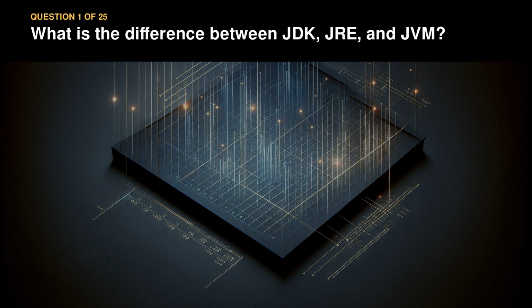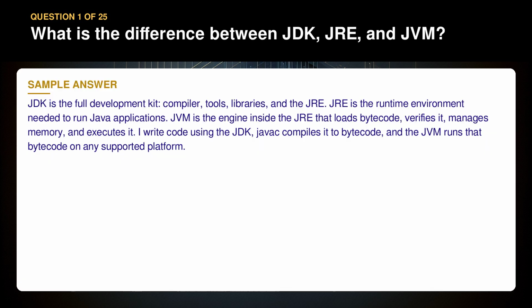Question 1. What is the difference between JDK, JRE, and JVM? JDK is the full development kit: compiler, tools, libraries, and the JRE. JRE is the runtime environment needed to run Java applications. JVM is the engine inside the JRE that loads bytecode, verifies it, manages memory, and executes it.